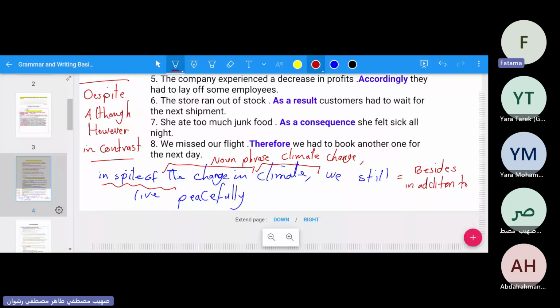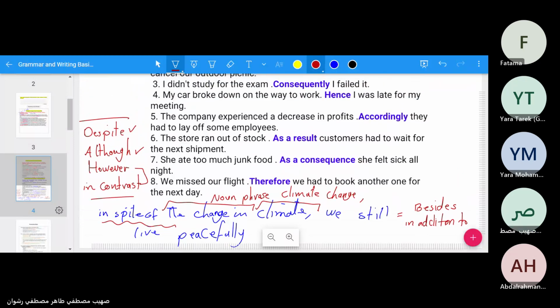Should it be in the middle? Despite can be used in both positions. Although can be used in both positions. These two can be used in both positions. However, and in contrast will be used in the middle.